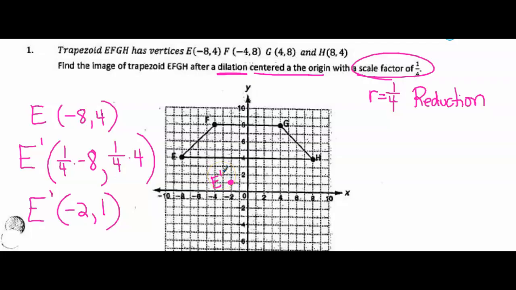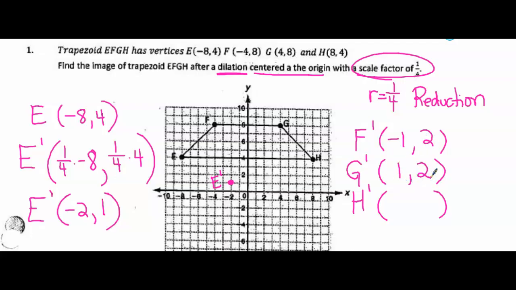So what you want to do now, and I'm going to do it for you, since this video is getting long here, you would do the same thing to find F prime, G prime, and H prime. Now I'm going to give you the answers. You do not need to multiply them, but you would need to realize you would have to take 1/4 times all those ordered pairs. So F prime is -1, 2. G prime is 1, 2. H prime is 2, 1.